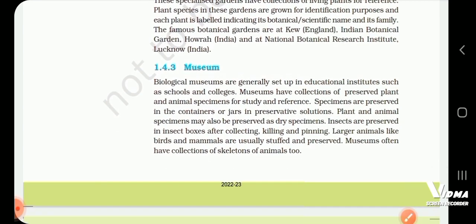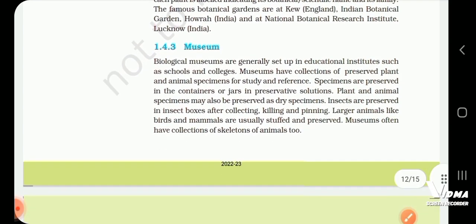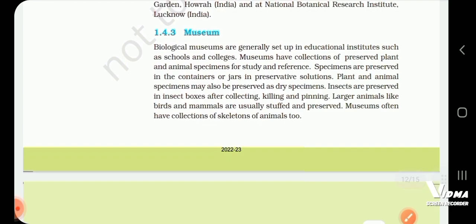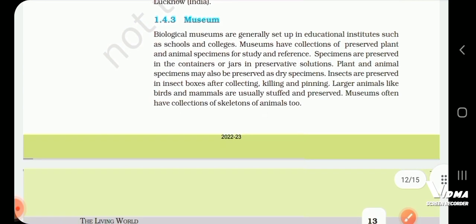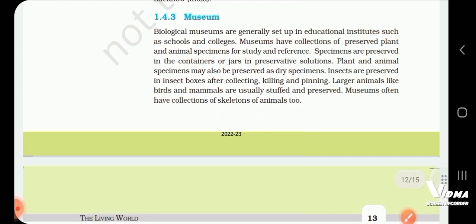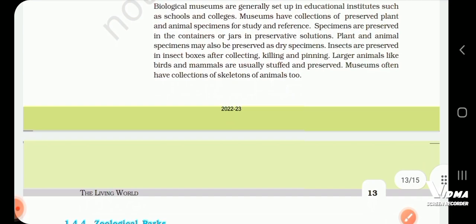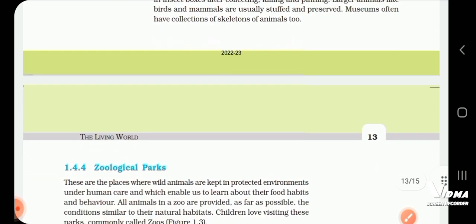Museum. Biological museums are generally set up in educational institutes such as schools and colleges. Museums have a collection of preserved plant and animal specimens for study and reference. Specimens are preserved in containers or jars in preservative solution. Plant and animal specimens may also be preserved as dry specimens. Insects are preserved in insect boxes after collecting, killing, and pinning. Large animals like birds and mammals are usually stuffed and preserved. Museums often have a collection of animal skeletons too.